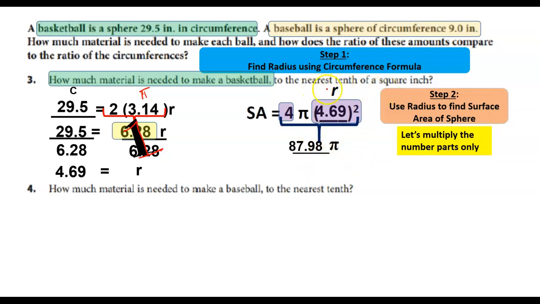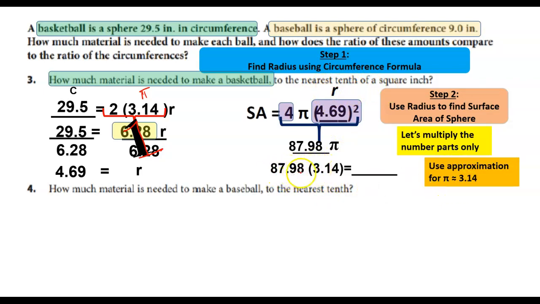Since they do want us to give a decimal value, we're going to use the approximation for pi. And what would 87.98 times 3.14 be? That would be about 276.27. So that's the surface area for our basketball, which I think kind of looks like this, if I'm not mistaken. It's got a bunch of lines. Not the greatest drawer, but that's my basketball.